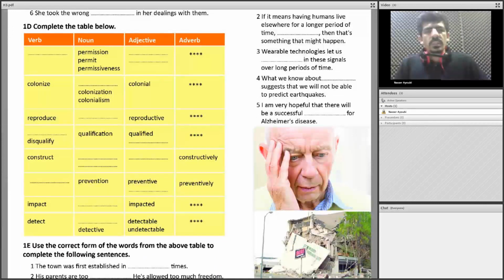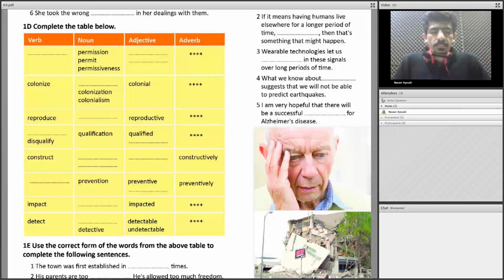Well, part 1D, complete the table below. All right. Well, the first word group in the table is related to permission. Nouns are permission, permit, permissiveness. The verb related to these words is permit. So please notice the difference in pronunciation and the stress pattern of the word when it is a verb and a noun. Permit with stress on the second syllable is the verb, and permit with the stress on the first syllable is a noun.